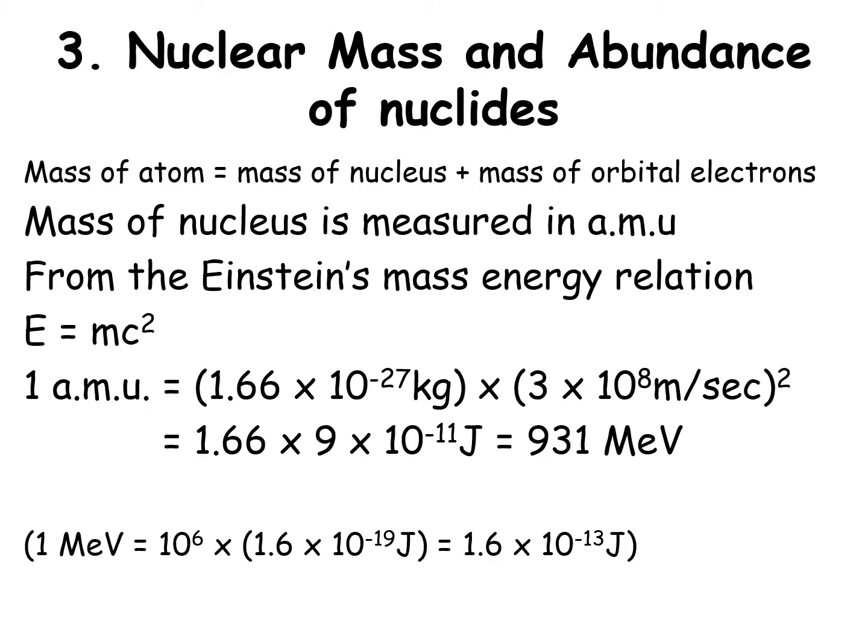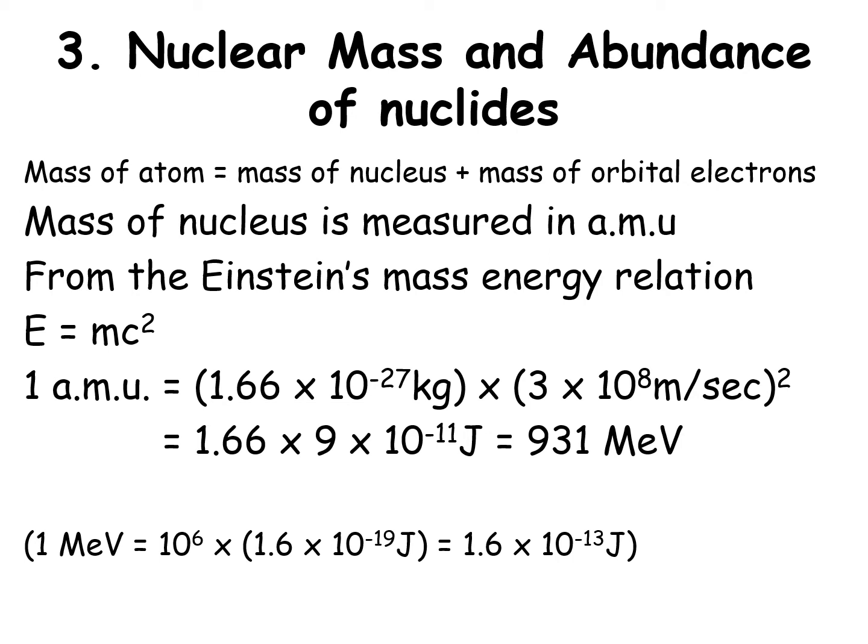Now we come to the third property, that is nuclear mass and abundance of the nuclides. As we all know, the mass of the atom is equal to the mass of the nucleus plus the mass of the various orbiting electrons. So the mass of the nucleus is measured in AMU, that is atomic mass unit.